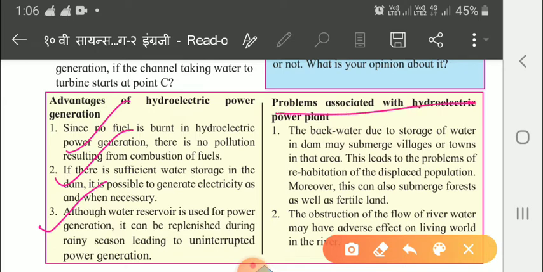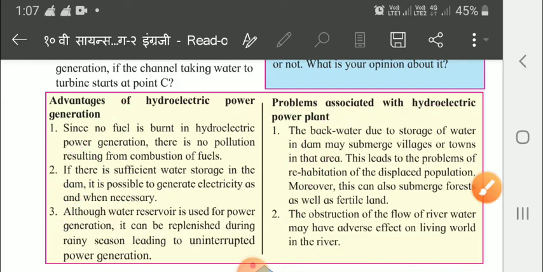Now the disadvantages of hydroelectric power: the backwater due to storage of water in the dam may submerge villages or towns in that area, which leads to rehabilitation of displaced population, and it can submerge the forest also. Second, the obstruction of the flow of river water may also have an adverse effect on aquatic life.